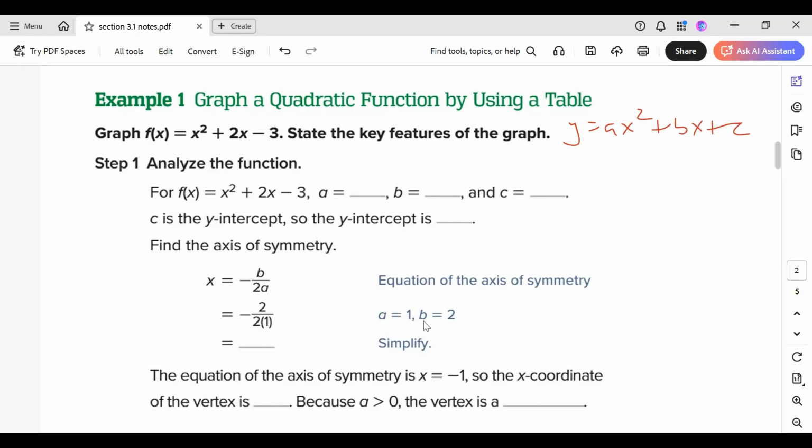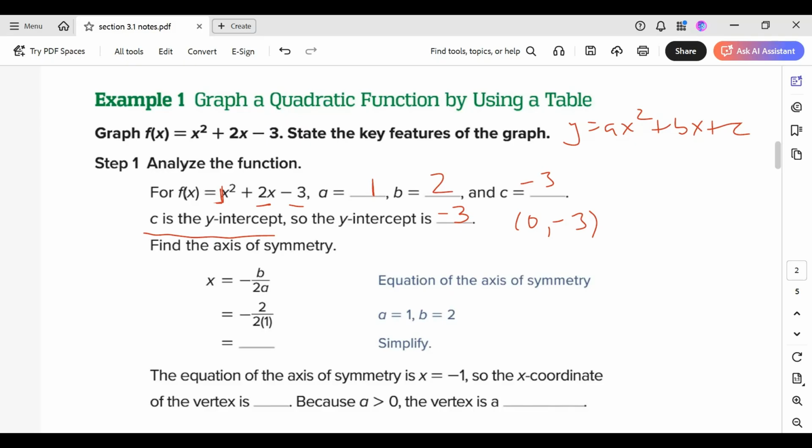So our a value is the value that's in front of the x squared, which is a 1. Our b value is a 2, and our c value is a negative 3. So c is also known as your y-intercept. In this instance, our y-intercept is at negative 3, so 0, negative 3 would be our y-intercept.